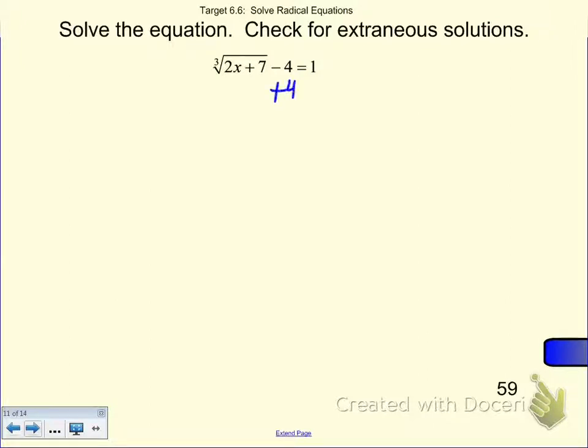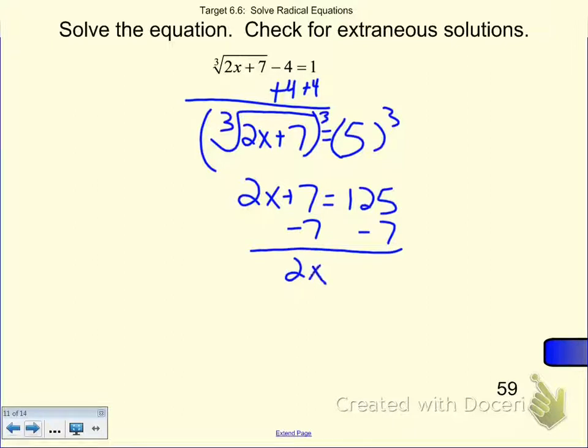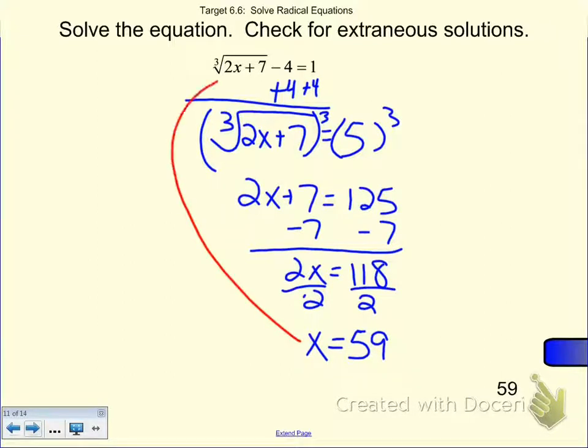We're going to add 4 to both sides because we want to isolate the radical. We have the cubed root of 2x plus 7 equals 5. How do you get rid of a cubed root? Well, you cube it. So we're going to cube both sides. So we're left with 2x plus 7 equals 125. Subtract 7 from both sides. 2x equals 118. Divide both sides by 2. And x equals 59. Now remember, with these, you also need to check your answers to make sure that works. So we're going to take that 59 and plug it back into the original equation.